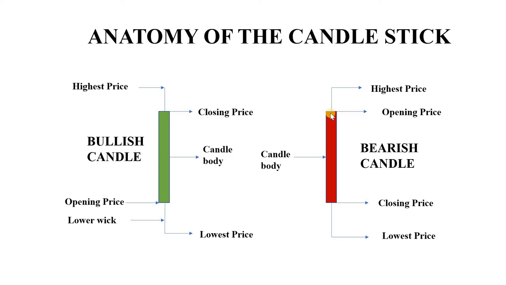So what it means is that when price opens here at this point, it went up, price went higher. So this is the highest price, and then later came down all the way to this level, which is the lowest price, and then it went a little up, and then it closed. So this will be the closing price. So we have the upper wick and the lower wick of the bearish candle.